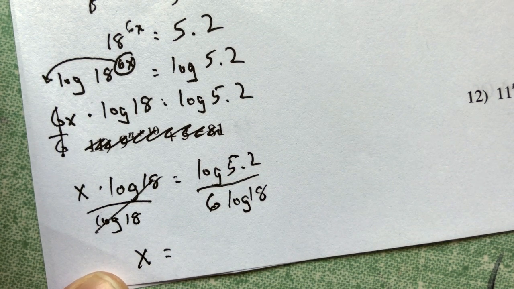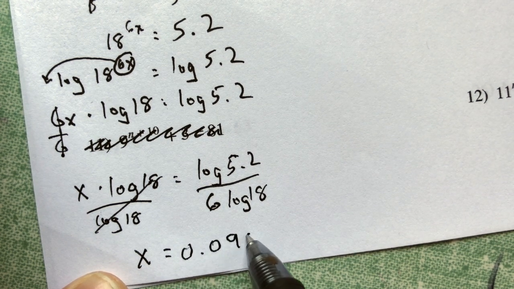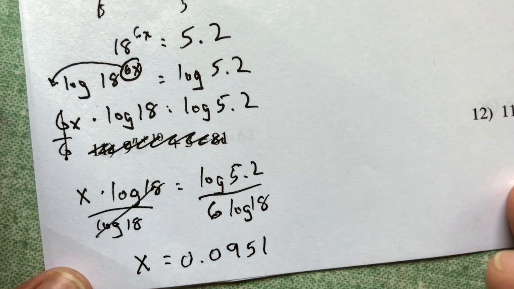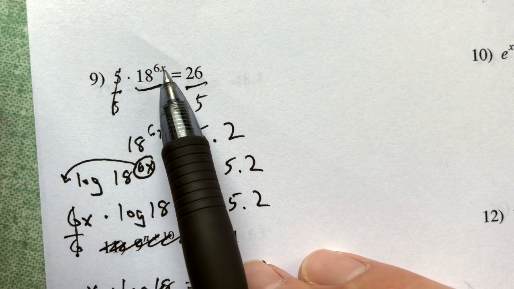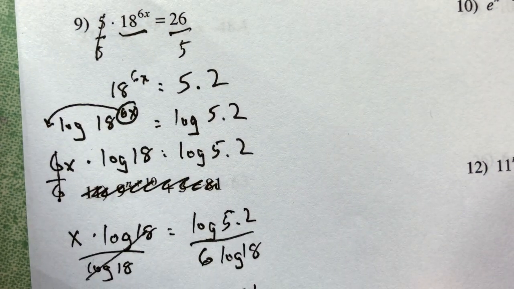And so when I type that in the calculator, that spits out 0.0951. Okay, and so there's my answer, 0.0951. If I come back up to this original problem and do 5 times 18 to the 6 times 0.0951, that's going to give me 26, okay?